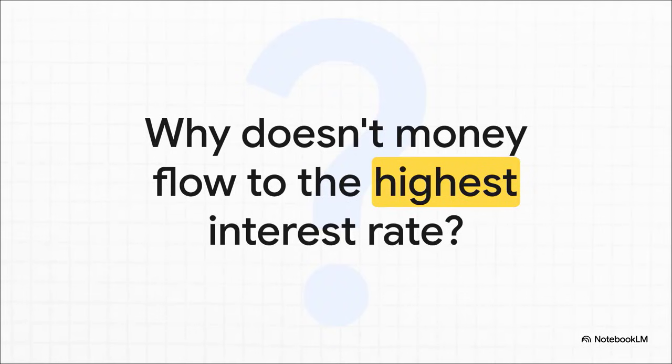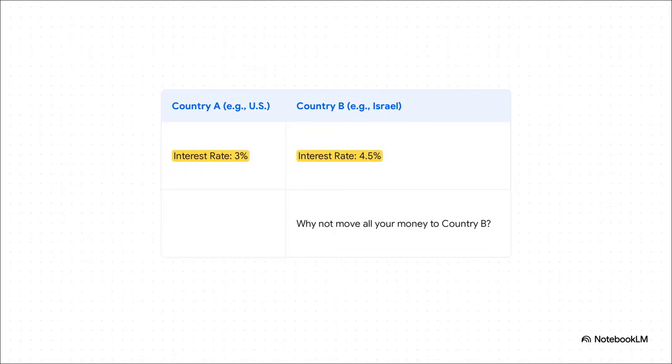All right, let's kick things off with a puzzle, one that economists spend a lot of time thinking about. On the surface, it seems pretty simple, but the answer really gets to a fundamental truth about how money actually works. I mean, this looks like a total no-brainer, right? Imagine you've got a ton of cash. You could earn 3% here in the US, or you could get 4.5% over in Israel. Why wouldn't you just move the money and take that extra profit?